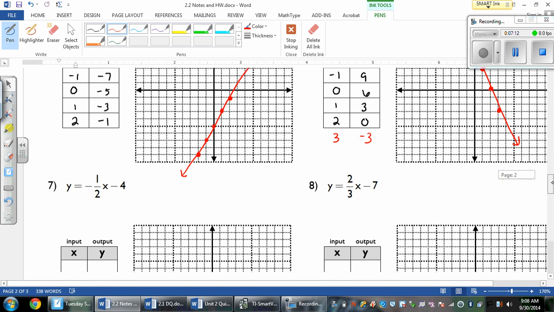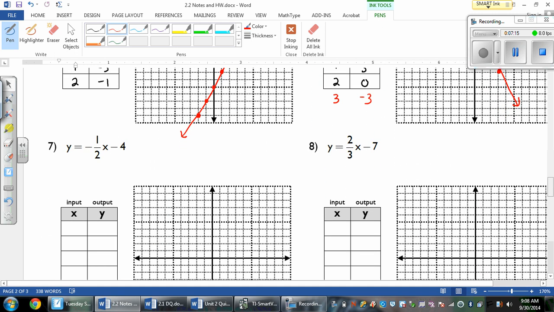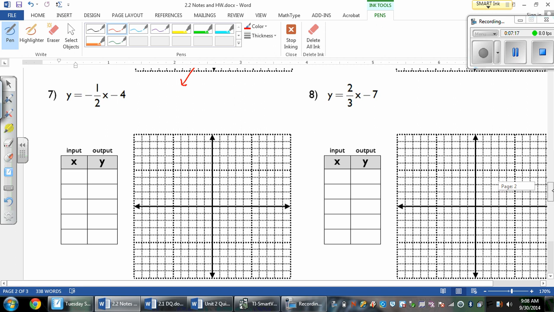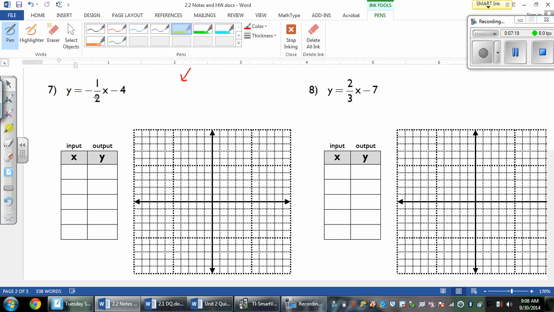Now, if you notice, you have a fraction. This is the only time that you're not going to count by 1, but you're actually going to count by the denominator. Okay? Since the denominator is 2, I'm going to count by 2 so I avoid decimals. So I'm still going to start at 0, but I'm going to go down by 2. So -2, -4, and then up by 2's again. 2, 4. You go by the denominator. Okay? That's how you know what to count by.